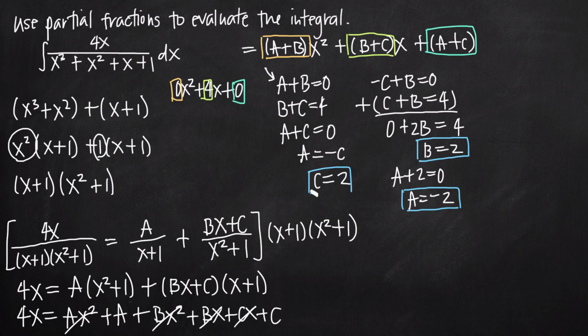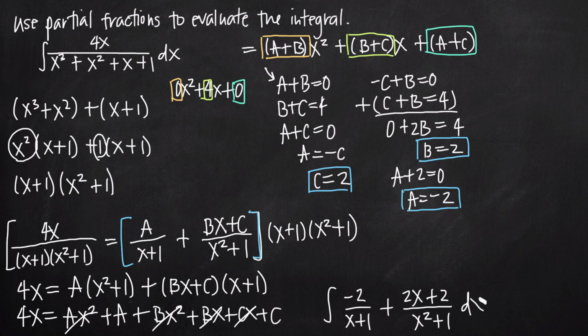So now we have all three of our constant values a, b, and c, and we can go ahead and plug them back into our partial fractions decomposition, which is of course right here. So we're going to plug it into that right hand side, and what we're going to get is the integral of a, which we know is -2 over x plus 1, plus bx plus c. So we know b is 2, so we have plus 2x plus c. C is 2, so we get plus 2, and we divide that by x squared plus 1 dx.